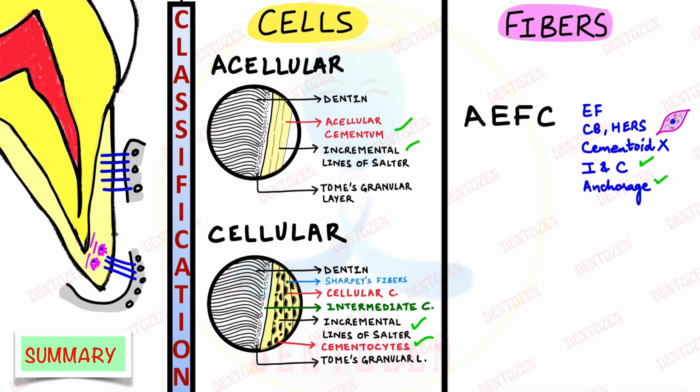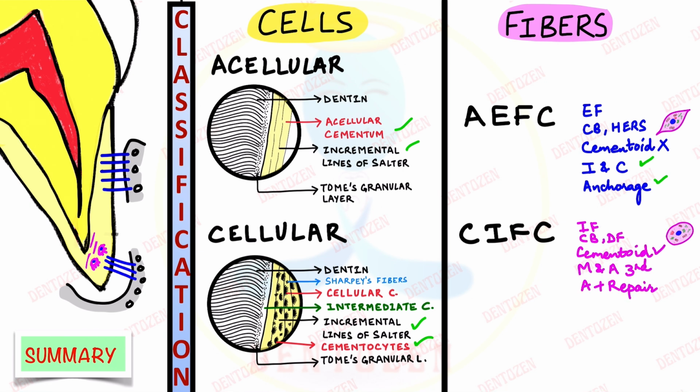Second, the cellular one is intrinsic fiber. So it has intrinsic fiber, cementoblast is from dental follicle, cementoid is seen. It is seen in the middle and apical third of the root, and its function is adaptation and repair. Other type of acellular cementum is acellular afibrillar. No cells, no fibers. It is seen on enamel and dentin near the cemento-enamel junction.